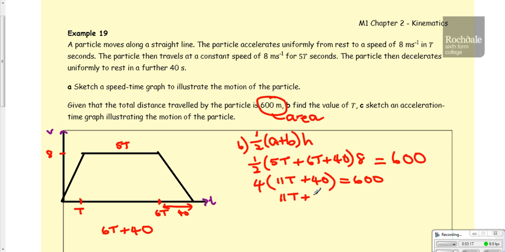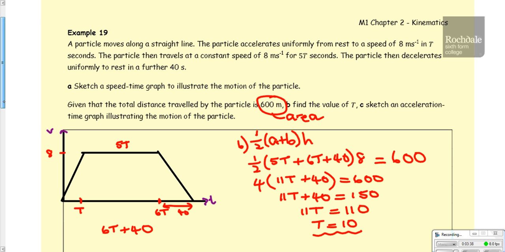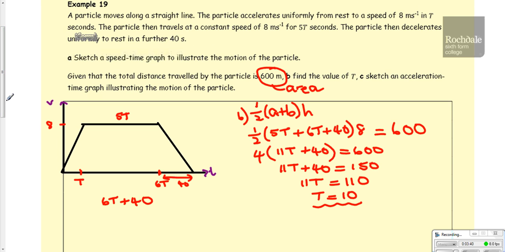So 11t plus 40, divide by 4, that would give us 150. Subtract the 40, I can see that someone's engineered this question nicely. So 11t is 110, so we get a nice round number. t is 10 seconds. It doesn't always work out that nicely. So find the value of t, we've done that. So t here is 10, 6t, that will be 60, and so the whole period of motion actually takes 100 seconds.